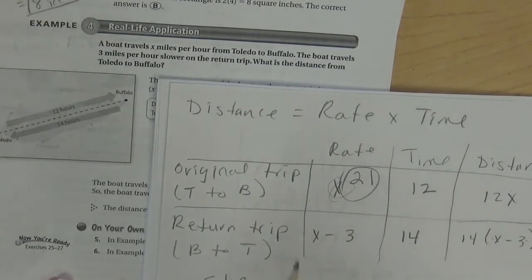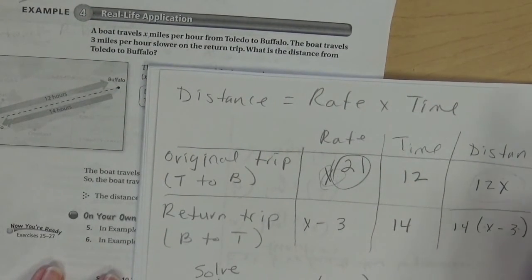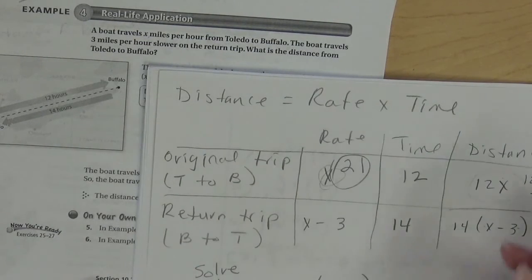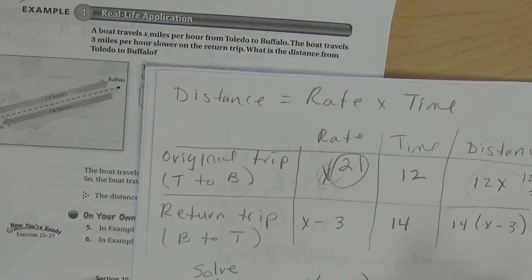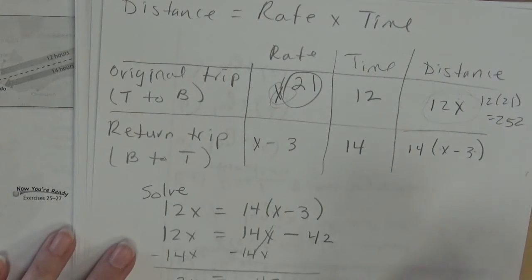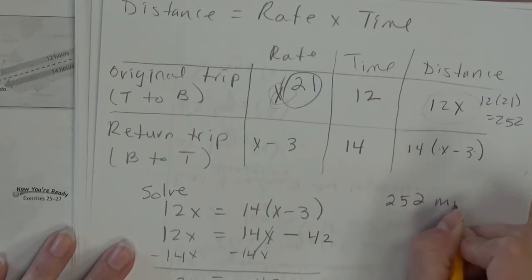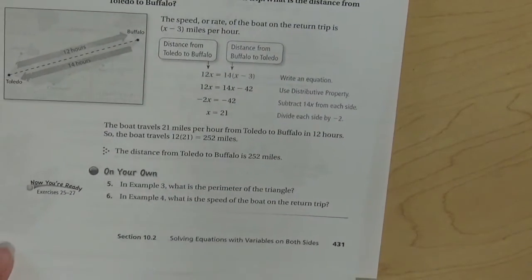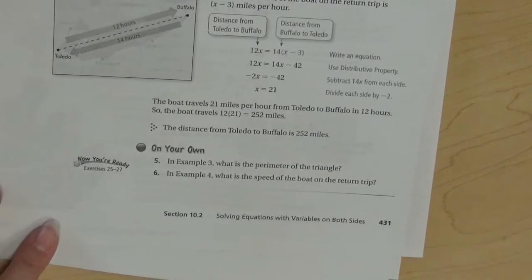What are they asking us to find? They want to know the distance from Toledo to Buffalo. So we need to find 12x. 12 times 21 would give us 252. So we're getting 252 miles for our answer. I'm totally out of space here. 252 miles is the answer I got. The distance from Toledo to Buffalo is 252 miles.